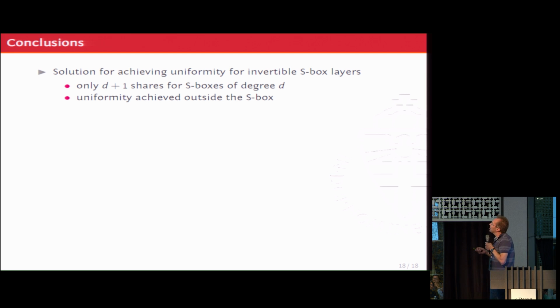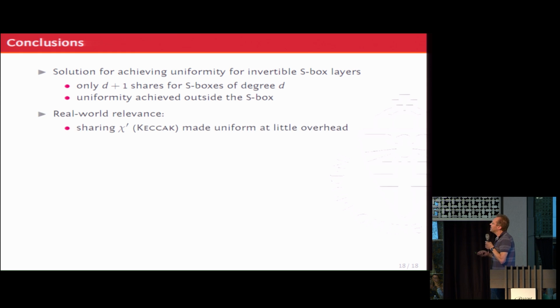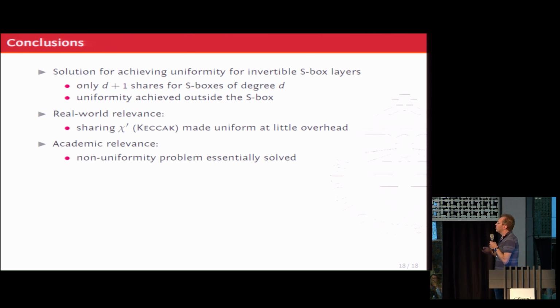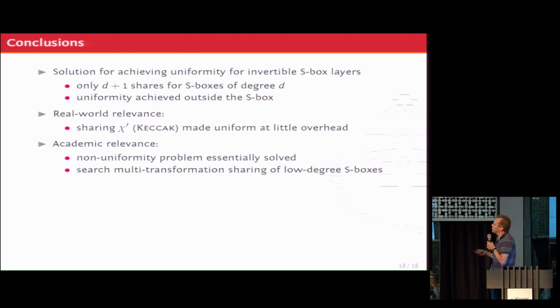So, conclusions. I've given a solution for achieving uniformity for invertible S-box layers. You can do it with D plus 1 shares, where D is the degree of the S-box. The uniformity is achieved outside the S-box. So you don't do it at the S-box level, but outside. So in the real world, the sharing of Keccak is made uniform at little overhead. Academically, the non-uniformity problem is essentially solved, I think, so you can no longer publish about that. But what you can look for is ways to optimize it for other S-boxes by looking for the same property that we have in Xi in Keccak. Thank you.